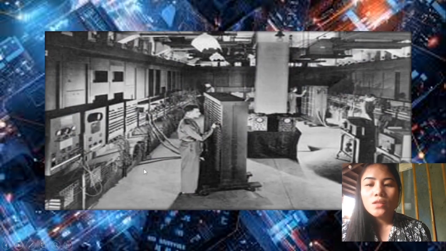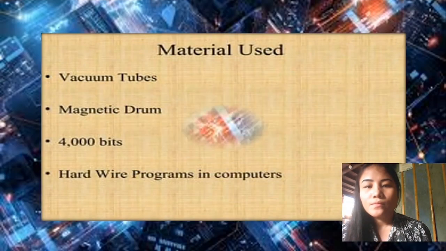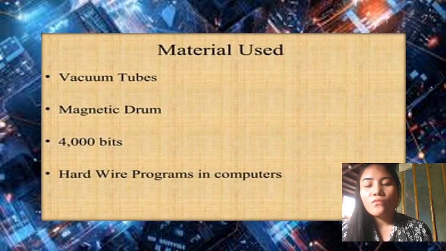As shown in the image, these are examples of first generation computers. Material used in first generation computers: vacuum tubes, magnetic drum, 4000 bits, hardware programs in computers.